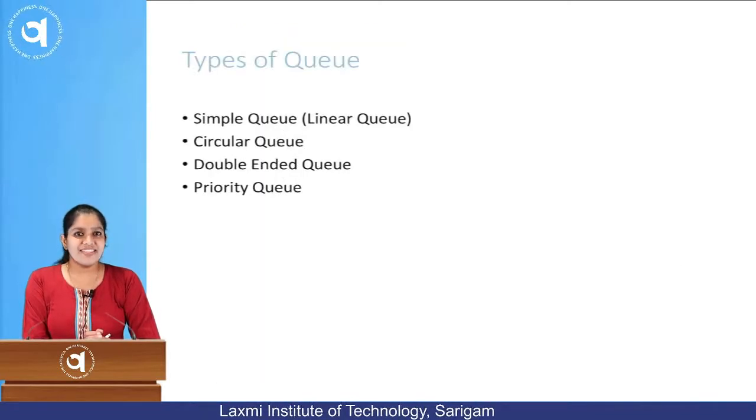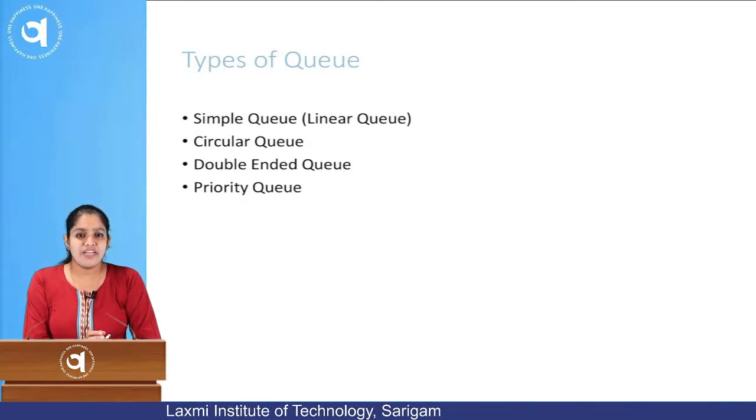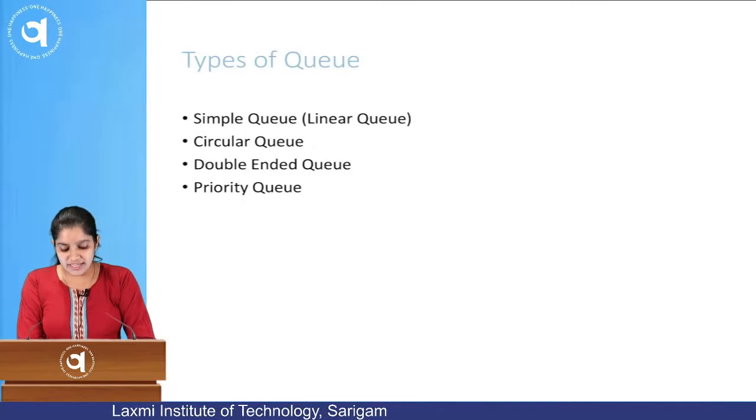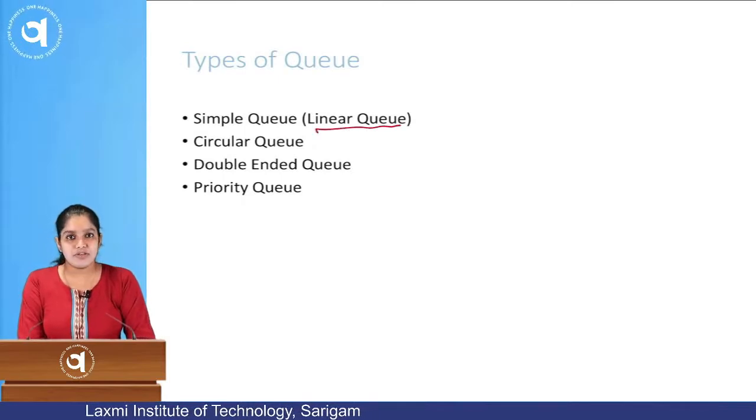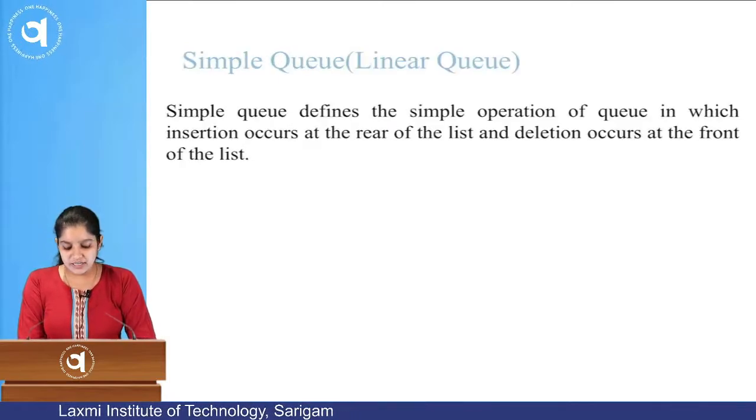Now there are various types of queue. That is a simple queue, simple that means linear queue, then circular queue, double-ended queue and priority queue. So in today's lecture we are going to cover this linear queue. So first of all, what is linear queue?